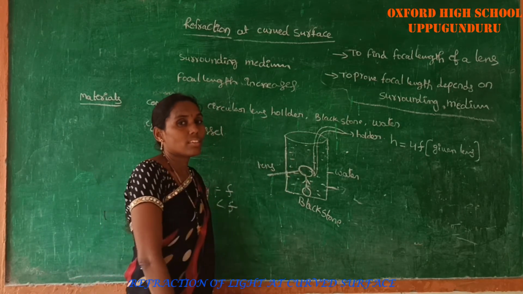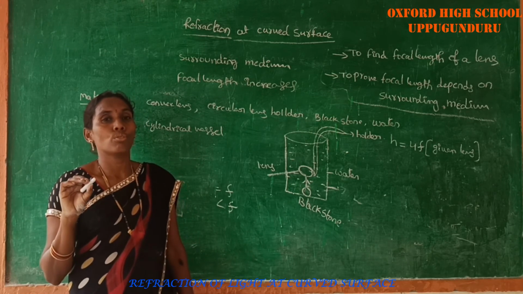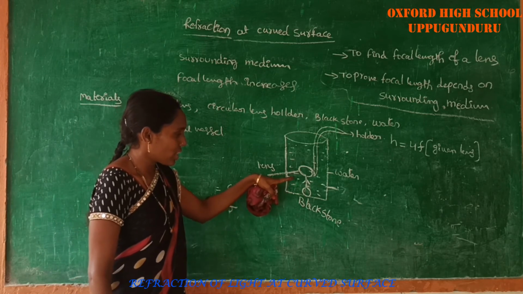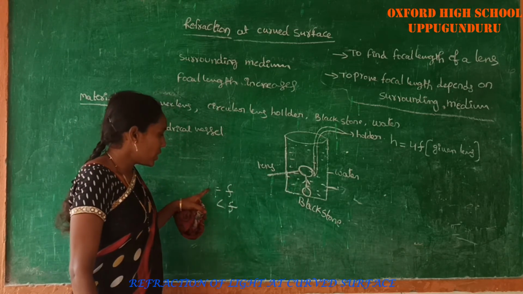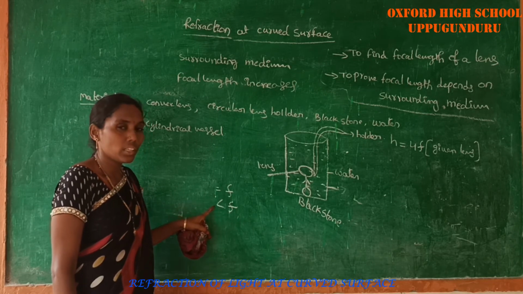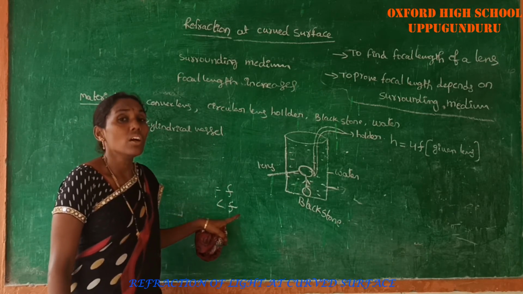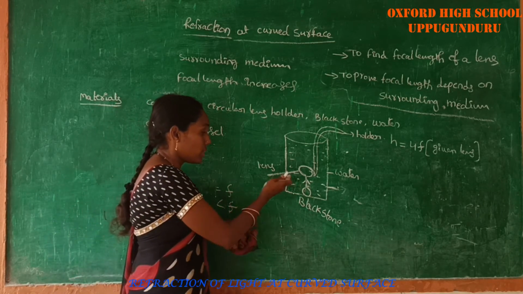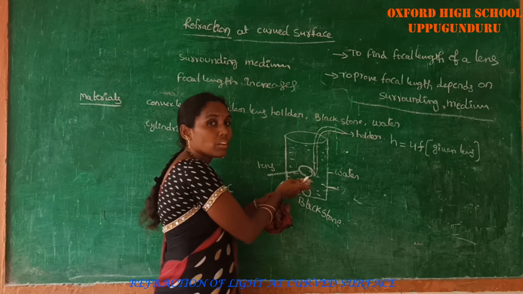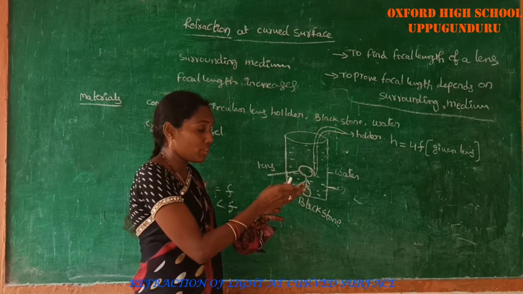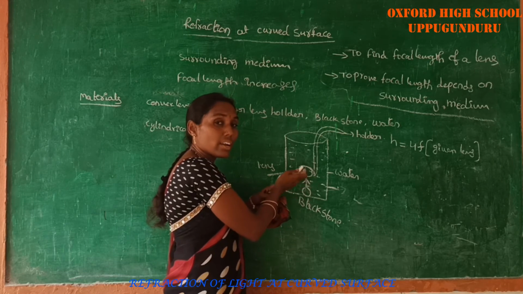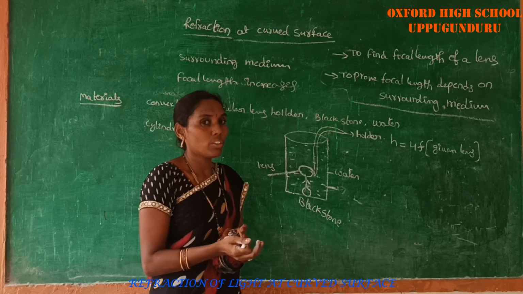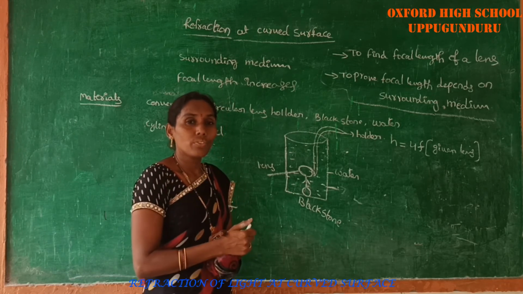Otherwise, we can't see the image of the stone. Here, we set the distance between the lens and the stone equal to or less than the focal length. Then only we can easily see the image of the stone. For example, if the lens is raised to a certain height, greater than the focal length of the lens, at that time also we can clearly see the image of the stone.